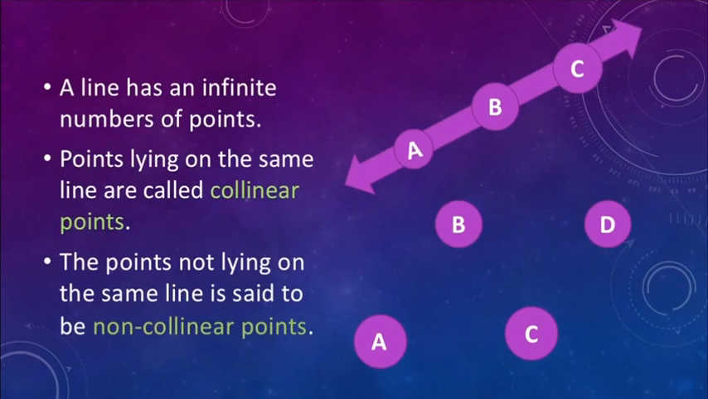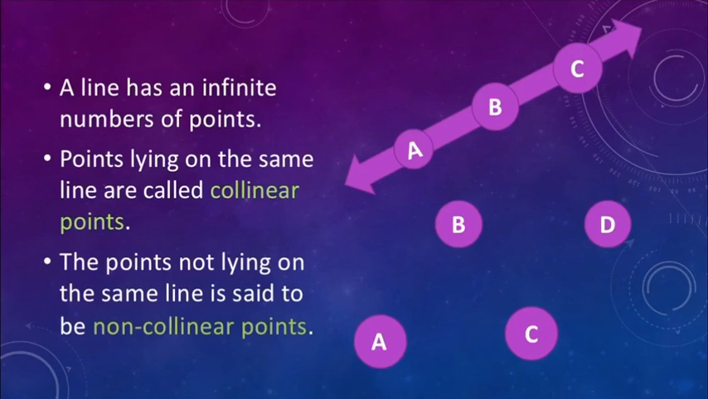And the next is a line has an infinite number of points. As you can see, I marked only 3 points over here, but there are a lot of points in this line. The next is points lying on the same line are called collinear points. As I mentioned, the points A, B and C are on a straight line, and these 3 points are known as collinear points.